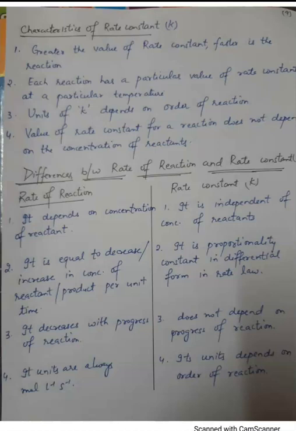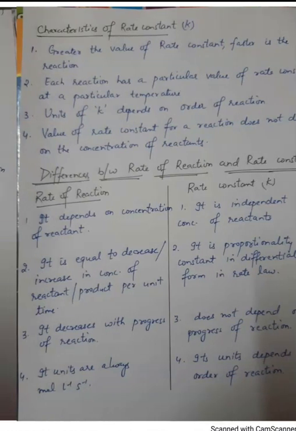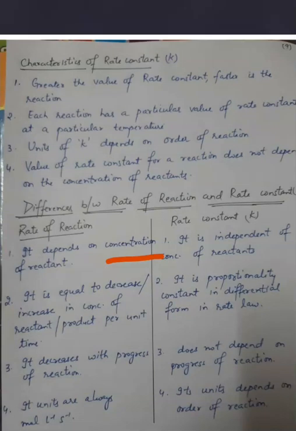Now the important differences. First difference is between rate of reaction and rate constant, and second difference we will do between order and molecularity. So first is rate of reaction and rate constant or specific reaction rate, that is K. Rate of reaction depends on concentration, and rate constant is independent of the concentration. By the definition, rate is equal to decrease or increase in concentration of reactant or product per unit time. Rate constant is the proportionality constant in the rate law. Rate decreases with progress of reaction. As I told you earlier, rate constant does not depend on the progress of reaction.